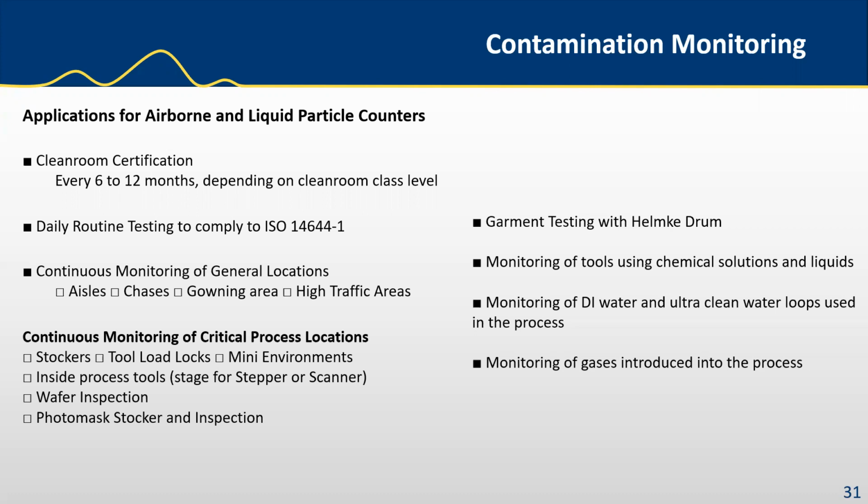and also the continuous monitoring of critical process locations, stockers, tool locks, mini environments, inside process tools, stage for stepper or scanners, wafer inspection locations, photomask, stocker inspections, garment testing, monitoring of tools using chemical solutions and liquids, monitoring of DI water and ultra clean water loops used in the process, and the monitoring of gas introduced into the processes. So you see there's multiple areas and locations for monitoring in the semiconductor industry.